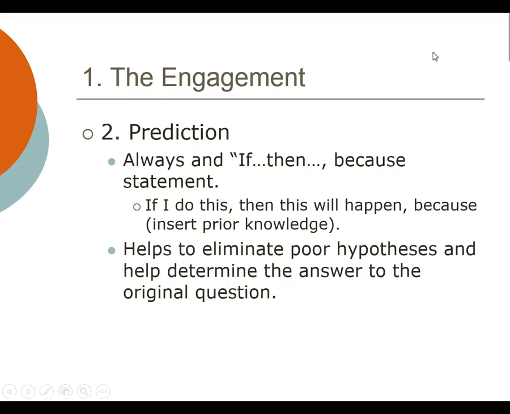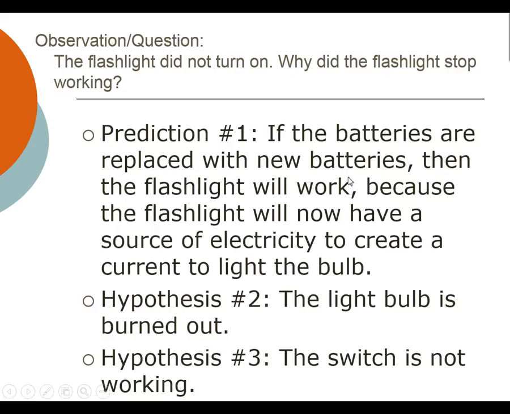But it's an if, then, because statement. Okay? If, then, because. So here's an example based on that first hypothesis we just saw. This is prediction number 1. If the batteries are replaced with new batteries, there's the if, then the flashlight will work and it will light up essentially, and the because: the flashlight will now have a source of electricity to create a current to light the bulb.